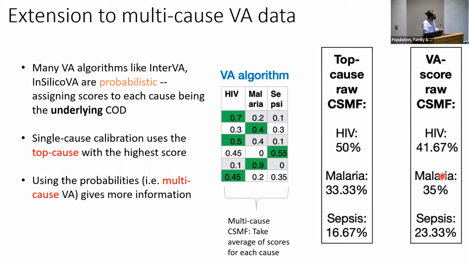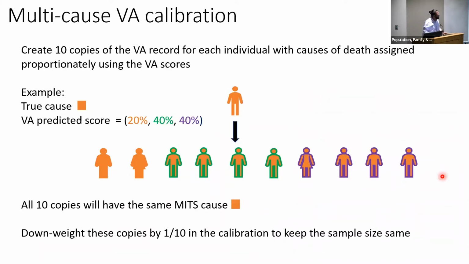So that's a very simple way to see that what we want to do is use this whole thing instead of using the top cause. And to do that, it's fairly straightforward. So we take an individual whose, say, true cause is orange, but the VA predicted score is like 20% orange, 40% green, 40% purple. What we do is we create 10 copies of that data for that individual. For 2 of the copies, we assign the VA predicted cause as orange because 20% was orange. For 4 of the copies, we assign the VA predicted cause as green and 4 as purple.